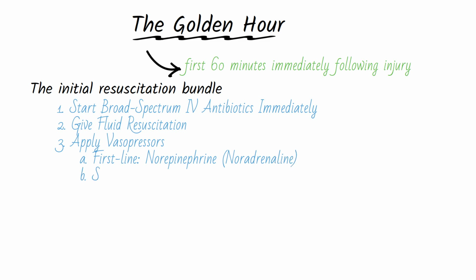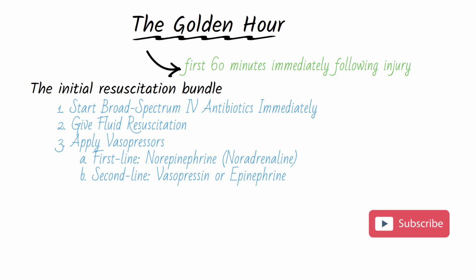The first line is norepinephrine or noradrenaline, which is the vasopressor of choice. It is a potent vasoconstrictor with a good balance of alpha-1 and beta-1 effects. The second line is vasopressin or epinephrine, which can be added if norepinephrine alone is not effective. An arterial line should be placed for continuous blood pressure monitoring if available.